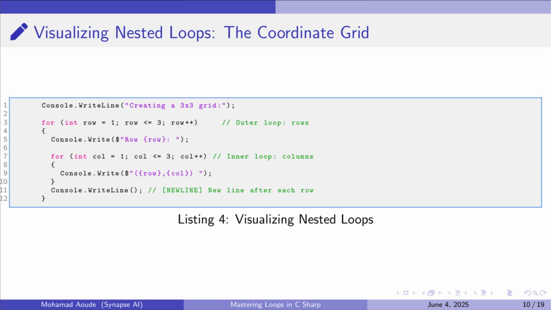Here is an example that prints a simple 3x3 coordinate grid. The outer loop controls which row we're on, and for each row, the inner loop prints 3 column coordinates. Notice how the inner loop completes all its iterations before the outer loop moves to the next row.